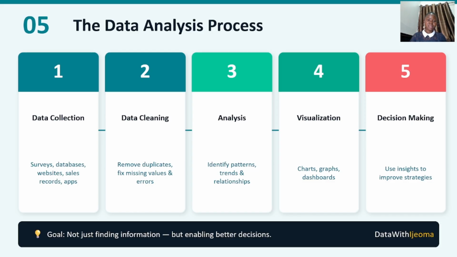Let's look at the data analysis process. We have 5 main processes in data analysis. The first one is data collection, data cleaning, data analysis, data visualization, and decision making. Now, I'm going to explain each of these steps. Okay, so the first step is what?